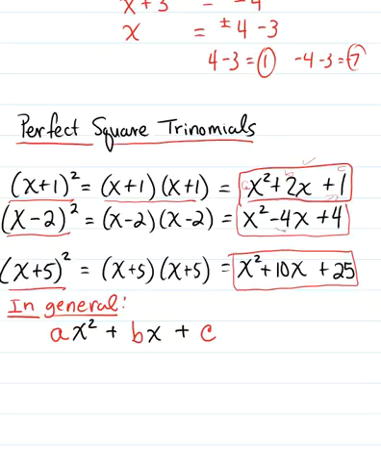On the next one, if we take half of negative 4, which is negative 2, and square it, we get 4. And finally, on the last one, if we take half of b, which is 5, and square it, we get 25. That's always going to be the case. So in general, if you take half of b, or b over 2, and square it and end up with c, you know you have a perfect square trinomial.